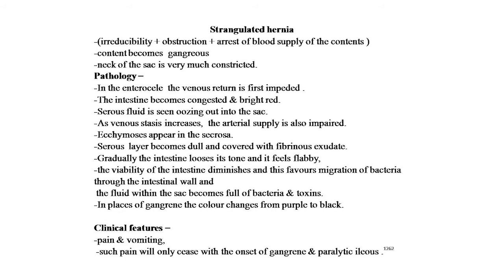The serous layer becomes dull and covered with fibrinous exudate. Gradually the intestine loses its tone and it feels flabby. The viability of the intestine diminishes, and this favors migration of bacteria through the intestinal wall, and the fluid in the sac becomes full of bacteria and toxins. In places of gangrene, the color changes from purple to black. Clinical features: pain and vomiting. Such pain will only cease with the onset of gangrene and paralytic ileus.